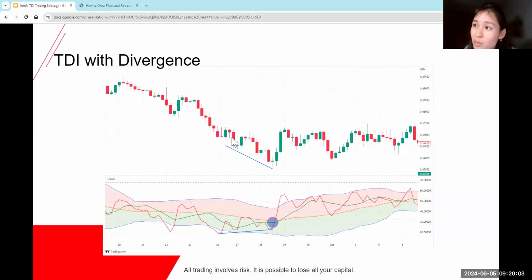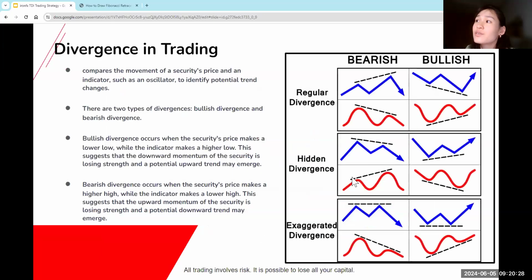So it's basically when price makes a lower low, but our indicator, so it could be your RSI, your stochastic, it should be an oscillating indicator, so your stochastic, RSI, TDI as well, makes a higher low. That is a divergence. So here I have an explanation on what divergence is in trading.